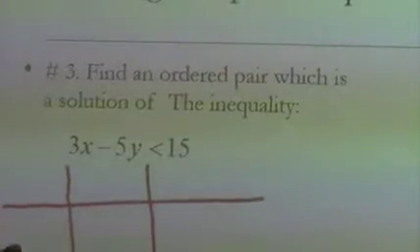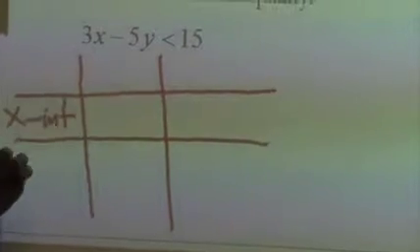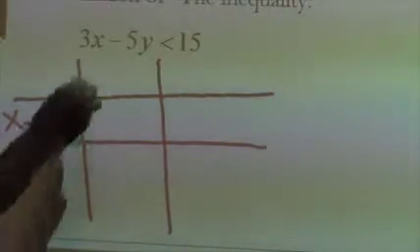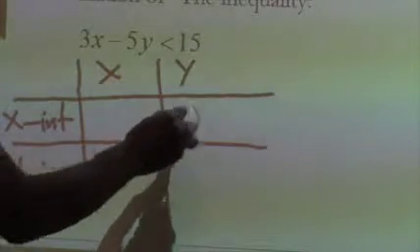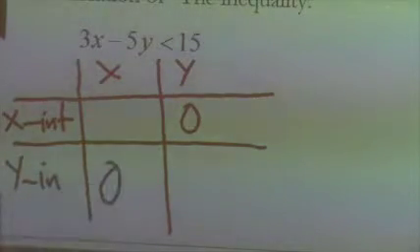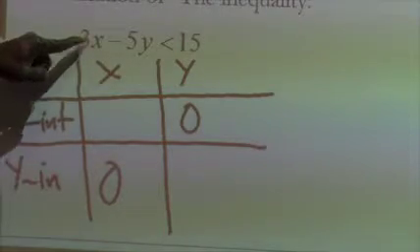So we can write x-intercept right here. We can write y-intercept here. We do an x, y. To find the x-intercept, y is 0. To find the y-intercept, x is 0. We do a quick substitution here.